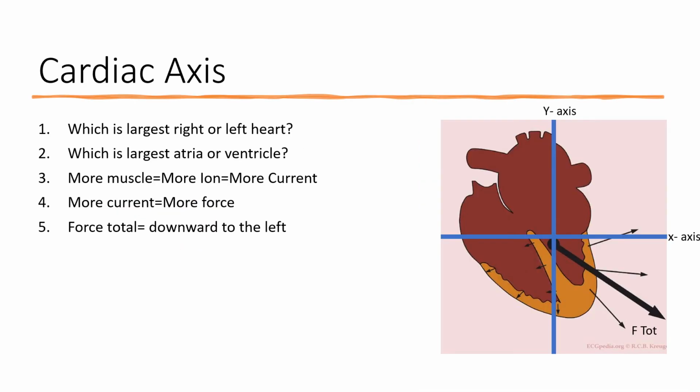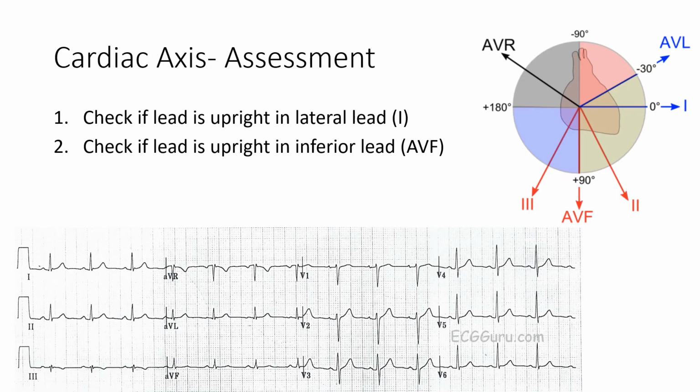When we look at the heart, you have forces depolarizing leftward, rightward, upward, but overall, the largest part of the heart is the left ventricle. And since this generates the most force, the net total force detected from electrical depolarization should be downward and to the left. So, to assess cardiac axis, we know that leads that are placed laterally and inferiorly should both get a positive deflection from the downward and to the left depolarization of the heart.